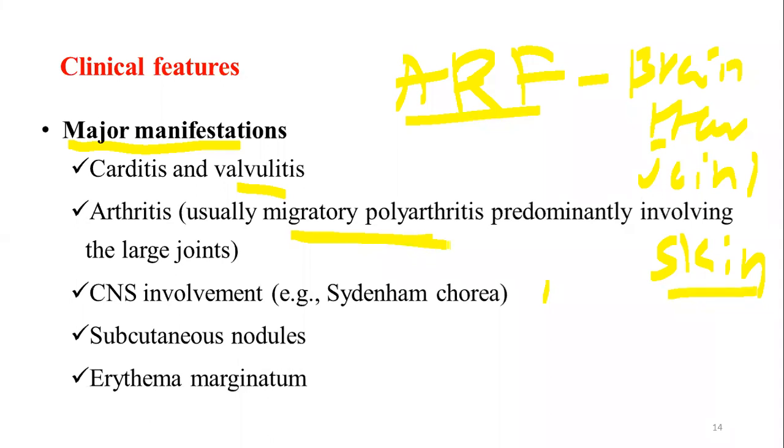Then because of CNS involvement, it can cause abnormal involuntary movement because of an inflammatory condition. Then it can cause subcutaneous nodules on the skin, mostly in the bony areas, and it can also cause erythema marginatum, like a kind of ring lesion at the back, in the trunk areas as well as in the extremities. So we call them major manifestations.